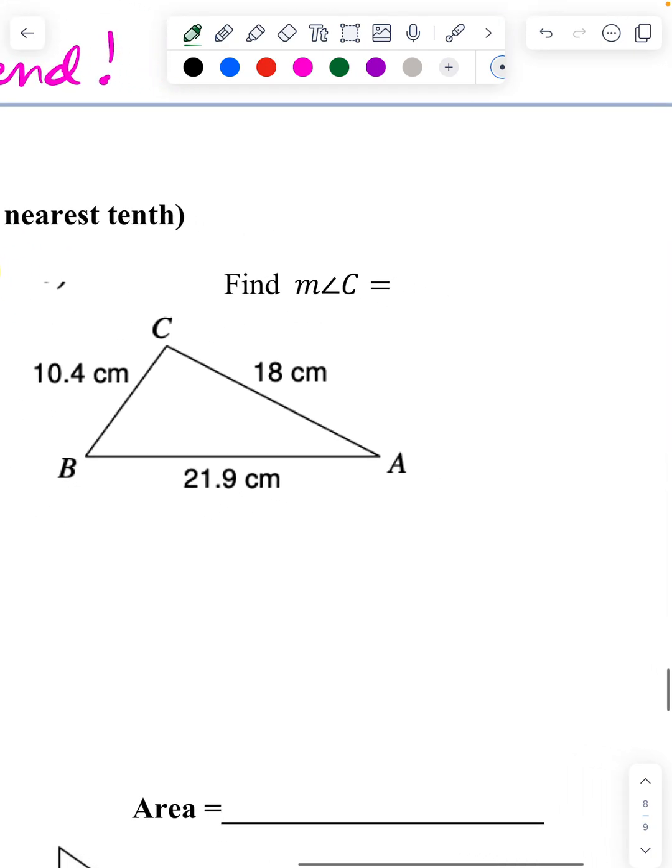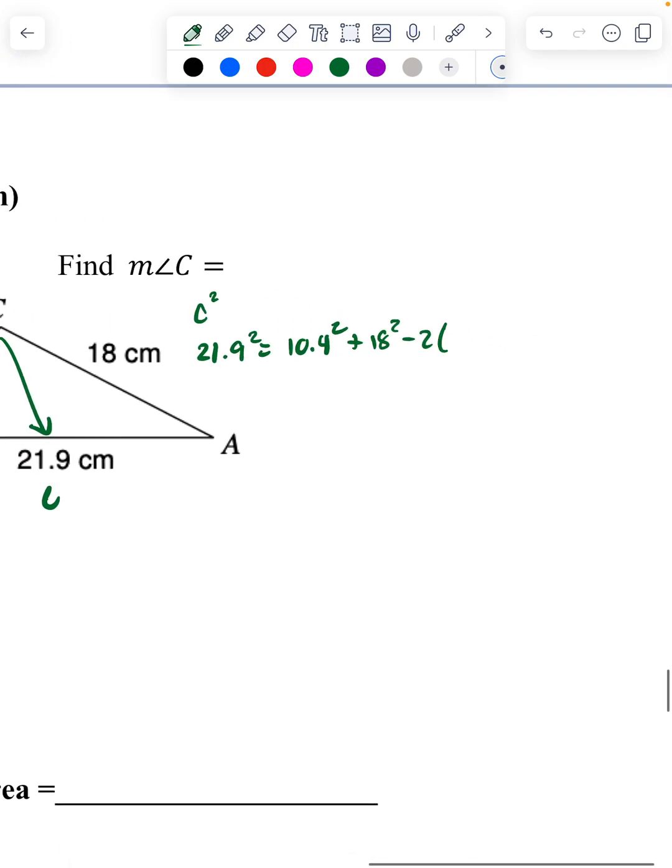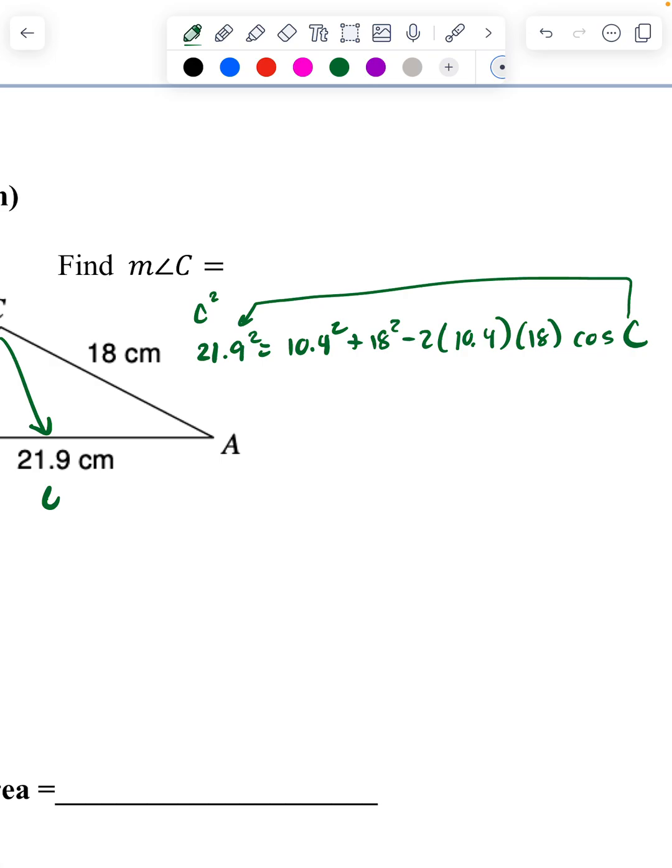Let's try again. Here we're going to find angle C, so we'll need to start with side C. Side C is going to be the one across from C, and then the others can just be the other two. I don't care what order. So I'm starting with c squared, so I'm going to have 21.9 squared equals, and then the other two, 10.4 squared plus 18 squared minus 2 times 10.4 times 18 times the cosine of the angle I'm trying to find. So that was a c. I needed that to be a c.